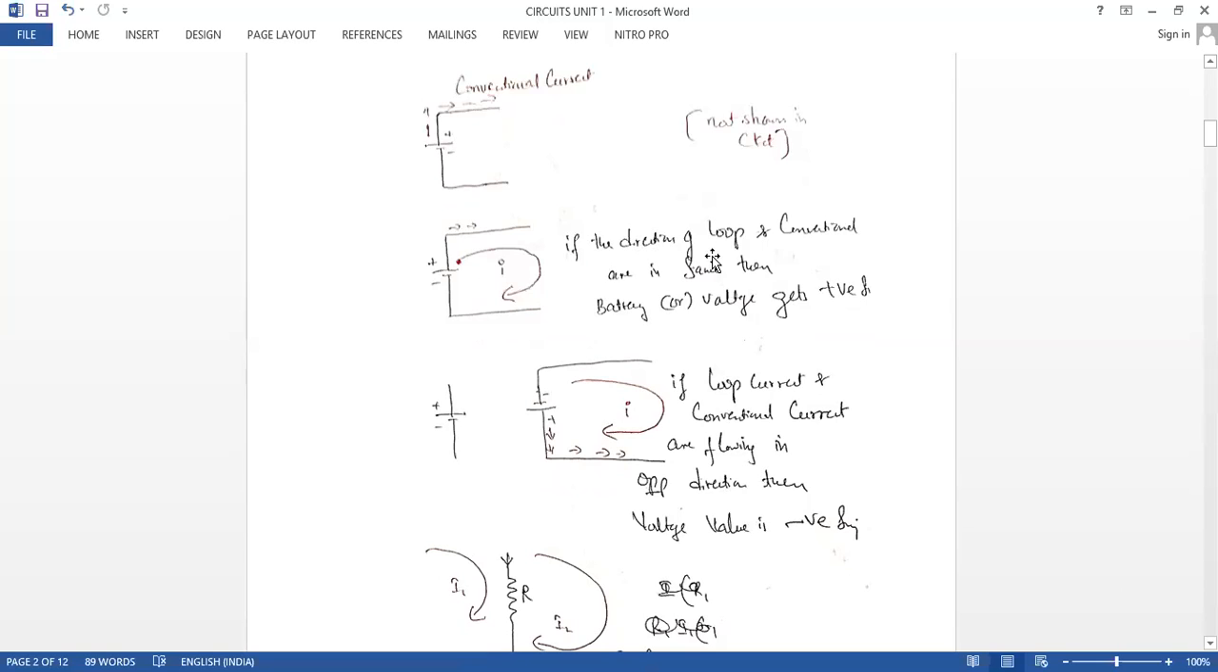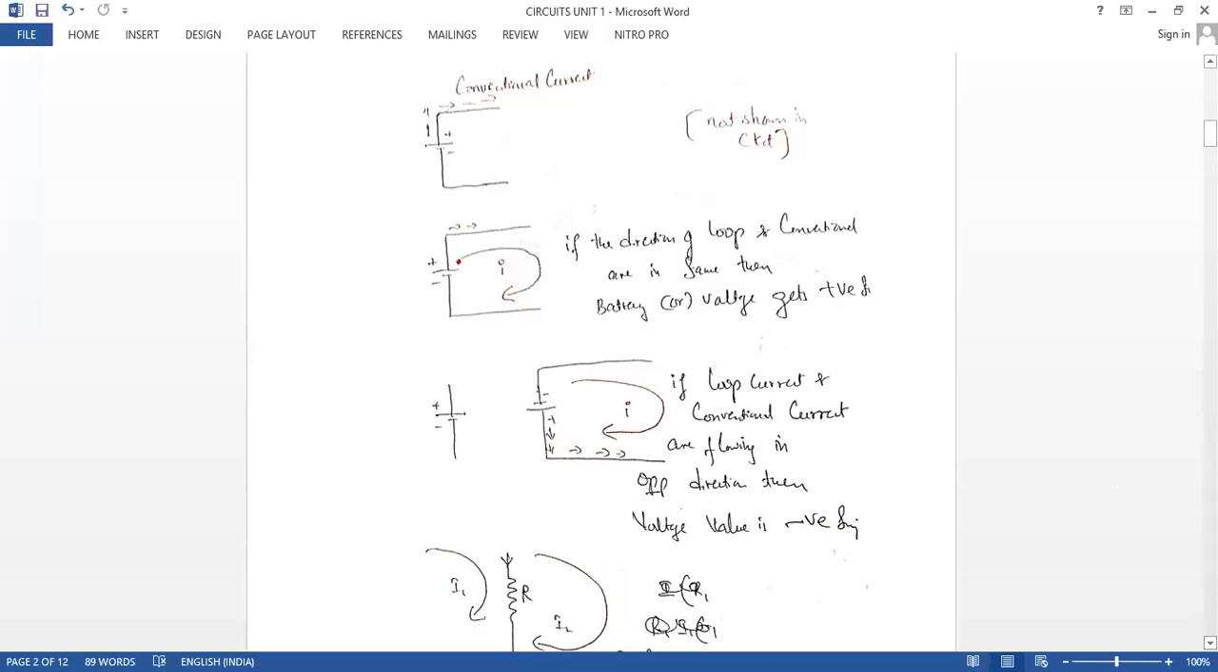If the direction of loop current and conventional current are in the same direction, then the battery or voltage gets which sign? Then the battery voltage gets positive. Remember, positive. For simple circuits, everybody can write plus 5 or minus 5, but I will show you the toughest circuits today. So conventional current starts from the positive terminal. If the direction of conventional current and loop current are in the same direction, then the voltage source gets the positive sign.